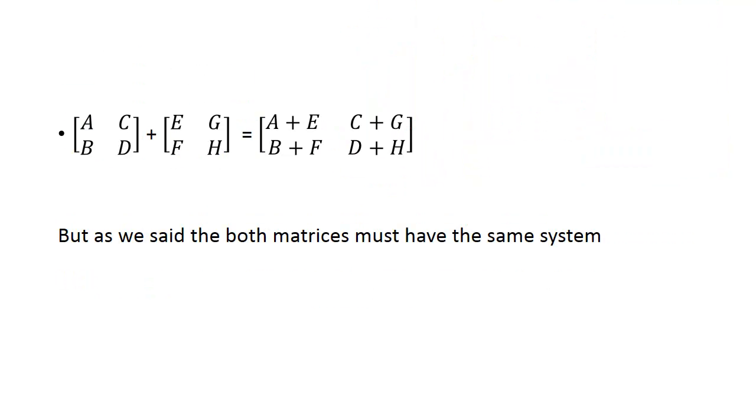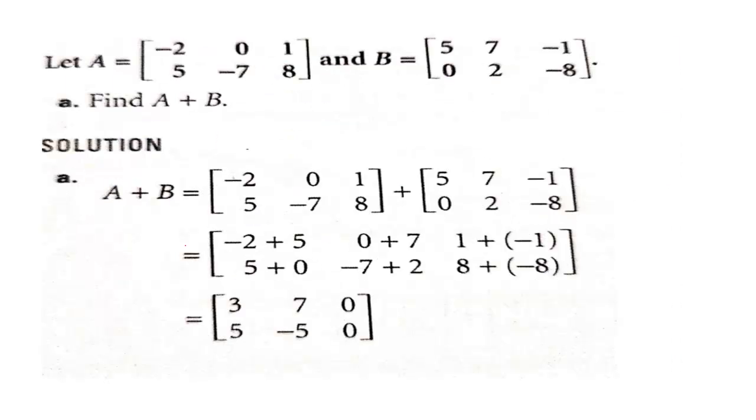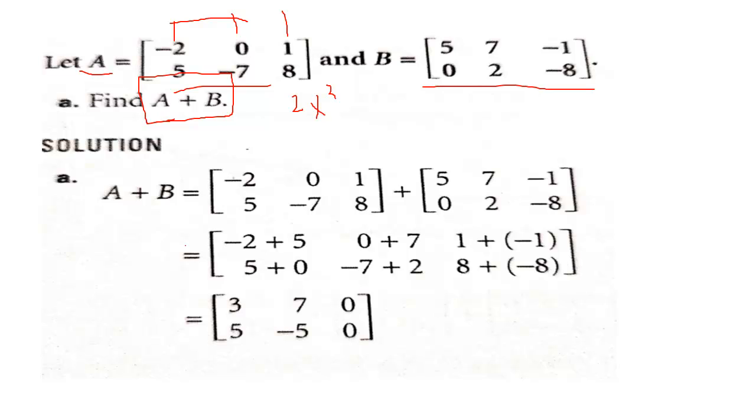So let's see the first example. Let A equal the matrix you have now, and B equal this one. Okay, so we need A plus B. Before we do anything, can we make A plus B? Let's see. How many rows do we have here? 1, 2. So 2 times how many columns? 1, 2, 3. So 2 times 3.